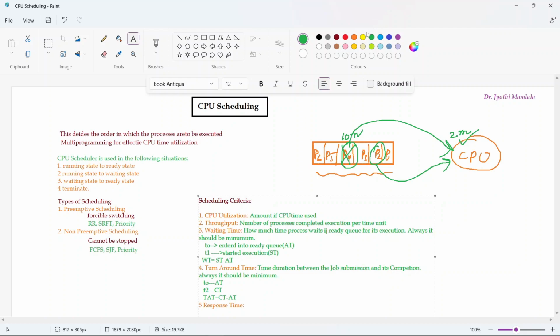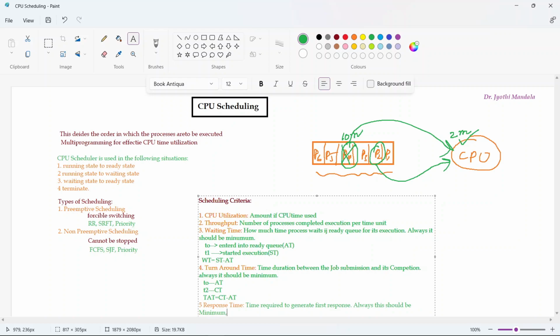Just note down: time required to generate the first response. This may not be your final output, but here we are bothered about the first response. That time is called the response time. Always this also should be less. This should be minimum.